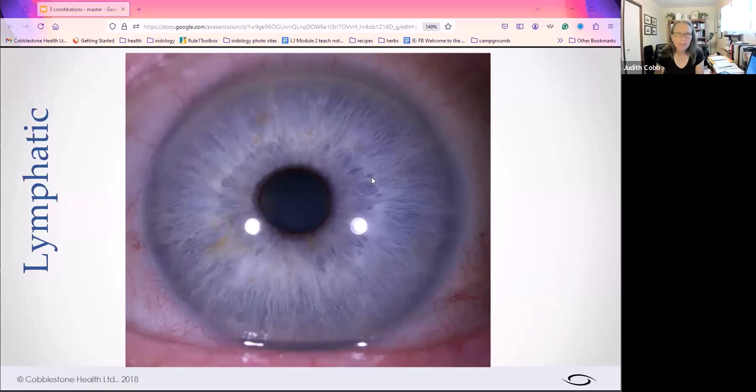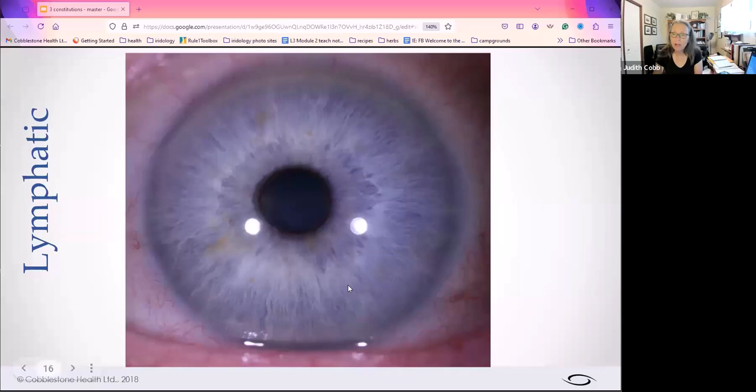Again, when we're looking at a lymphatic eye, we're going to see some blue. We might only see little patches of blue poking through the iris. We will always see fiber. We might have other colors in the iris as well, and these other colors add another layer of information.